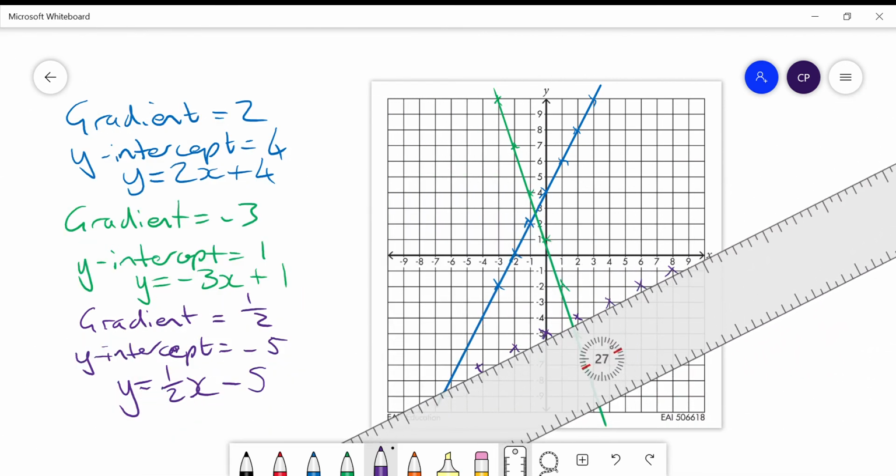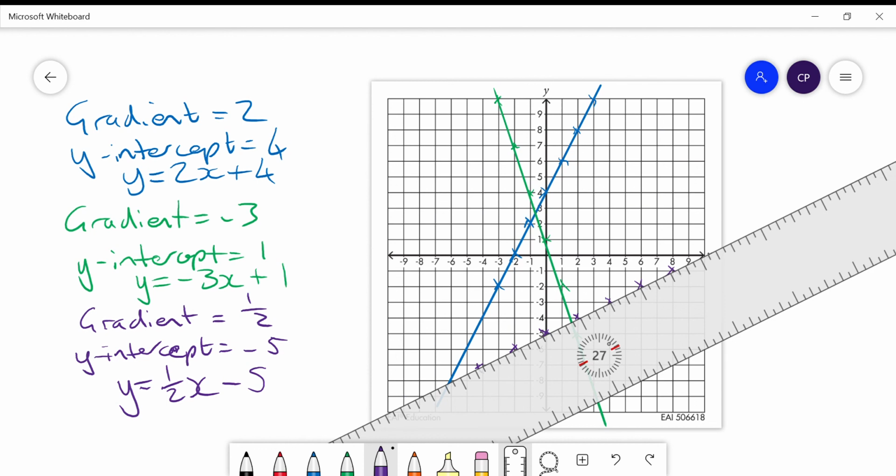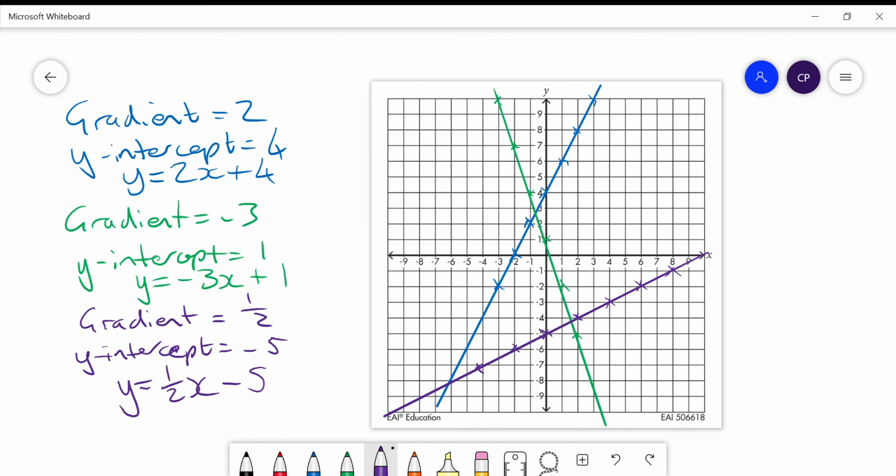So I'm going to get my ruler again and try and be as neat as I can and draw my line in. And there we have it. So hopefully that has helped you and you can have a go at today's lesson.